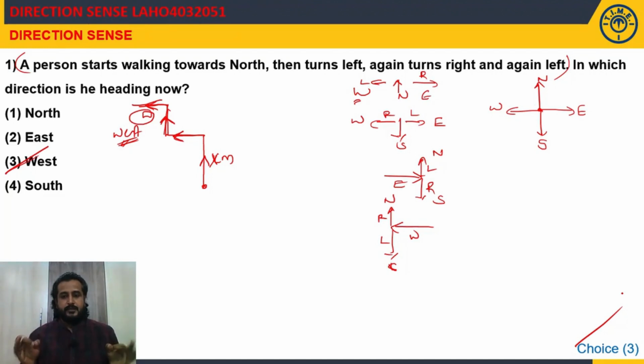Please remember these points in your mind. On a paper, right hand side is east, left hand side is west, upwards is north, downwards is south. And you should also be thorough with the left hand side and right hand side while moving in each and every direction. Please keep noting down parallelly.